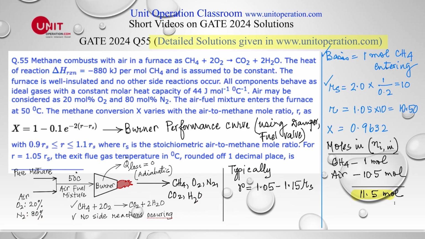Due to the burning of this methane, there is no change in the number of moles. That means the number of moles going in, which is 11.5 moles, is the same as the number of moles going out, 11.5 moles. How 11.5? Methane is taken as a basis of 1 mole, and air is 10.5 moles, this 10.5 moles of air entering per mole of methane. So total, okay.